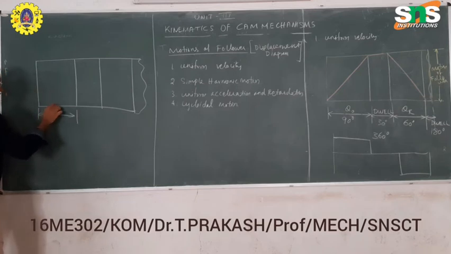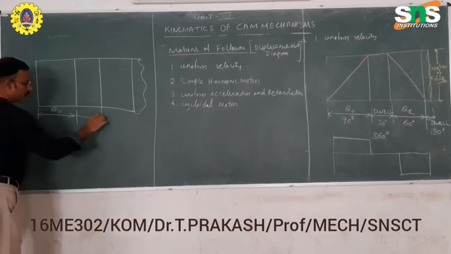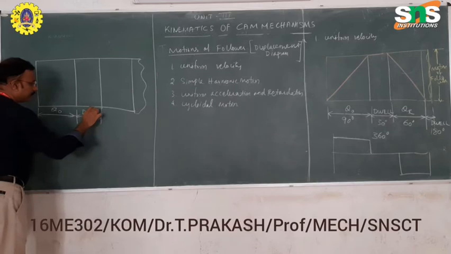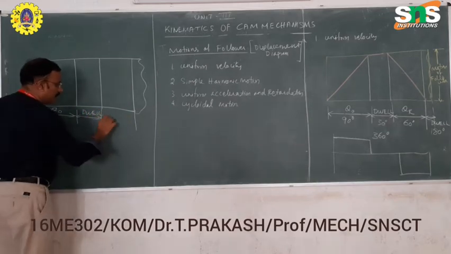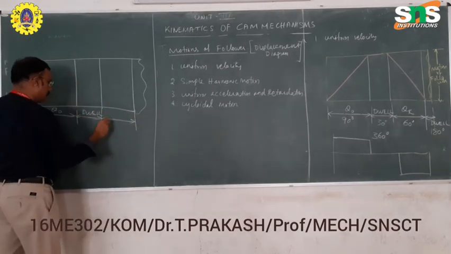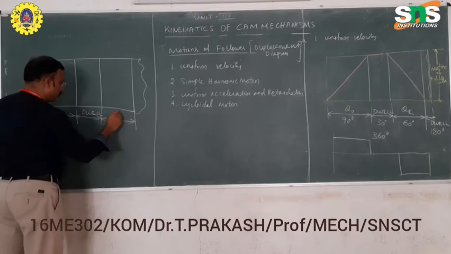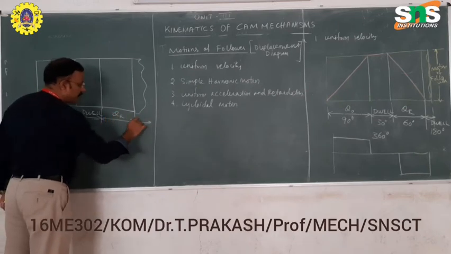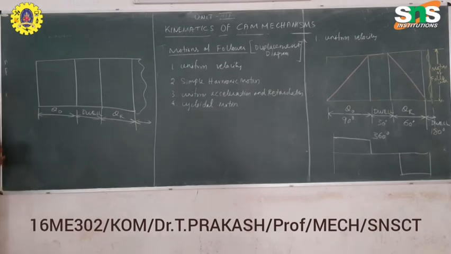It is called the outward stroke. It is our dwell period, and it is our return stroke. The remaining portions are dwell period here. Therefore, in simple harmonic motion, we have to draw a semicircle.